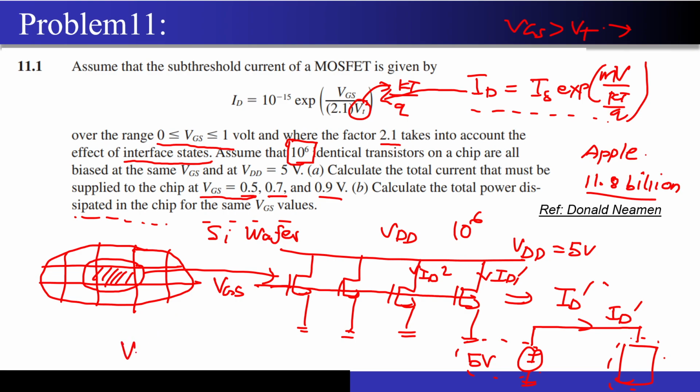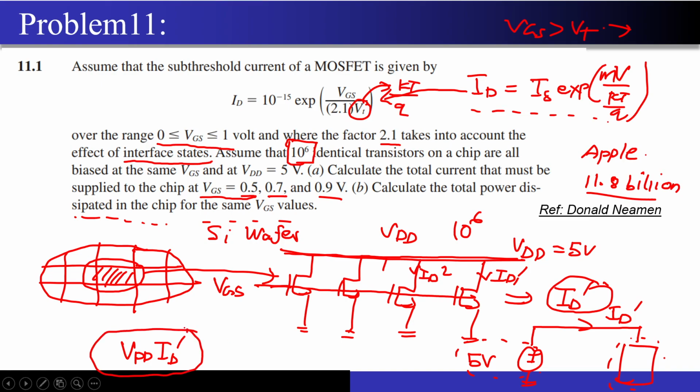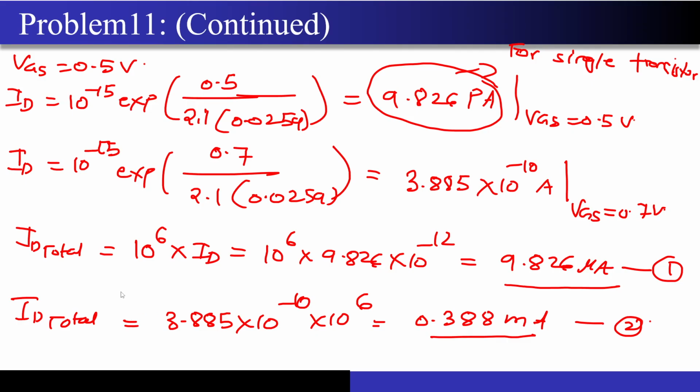If you look, then it is nothing but your V_DD times I_D'. Because from this V_DD of 5 volts, I am consuming I_D' of current, right? I_D', this is what I am highlighting over here. So this is the total power dissipated in the chip, right? So now I have I_D total with me.